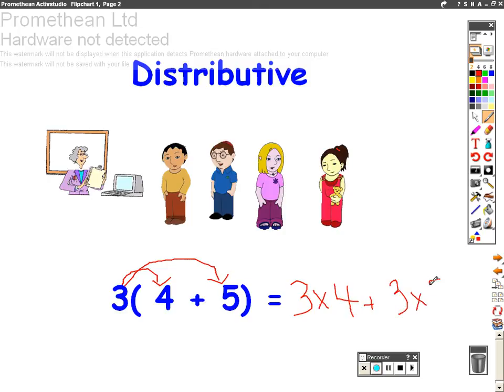And sometimes you'll notice that they don't use the multiplication symbol. They'll do 3 parentheses 4. It means the same thing. It means to multiply. So I think of distributive as my teacher distributing papers to each of the students. Distributive property has to do with multiplication. I'm going to multiply because this student is going to get 3 papers.